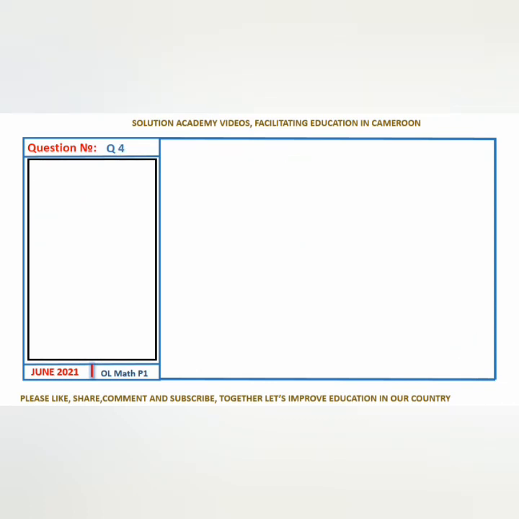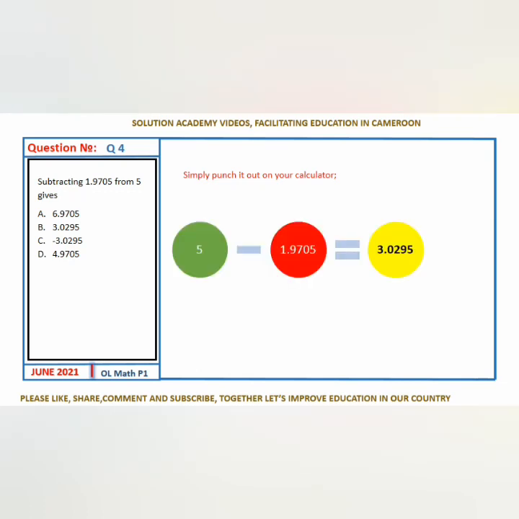Question number 4. Subtracting 1.9705 from 5 gives. These are questions that you can just punch your calculator and you have the answer. As you can see, the answer is B.